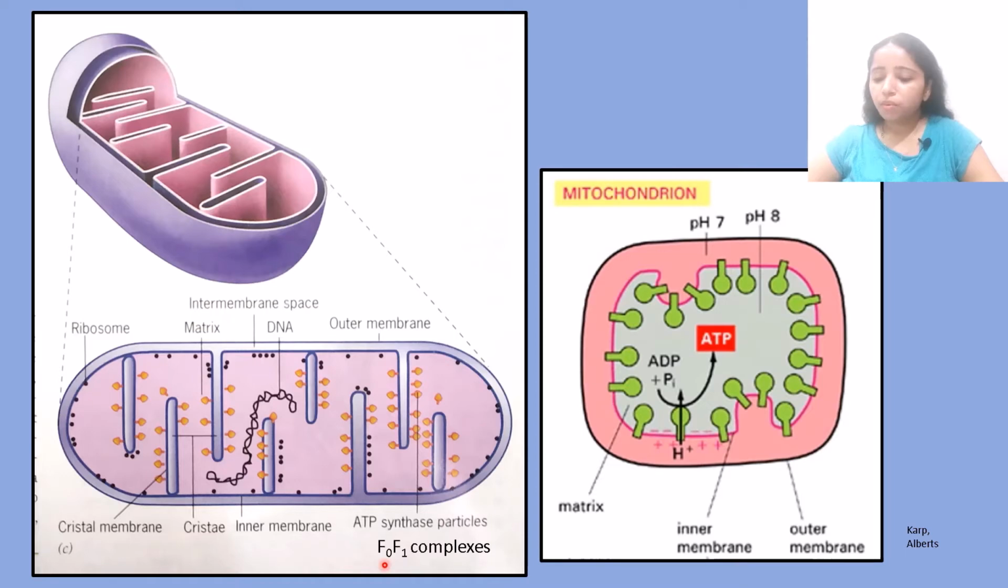Here you can see more clearly these bulb-like structures, these green structures. These are ATP synthase particles, and these synthesize ATP, and they are present on the cristae as well as on the inner membrane. So that's all about the structure.